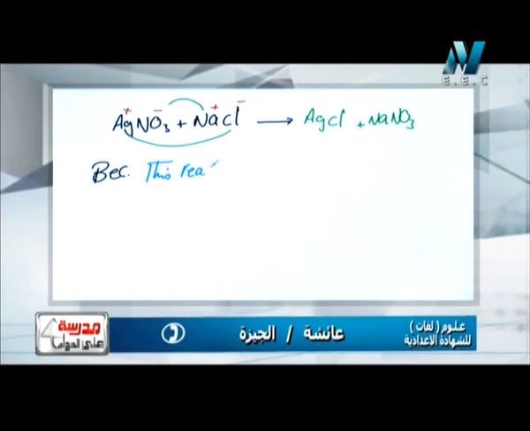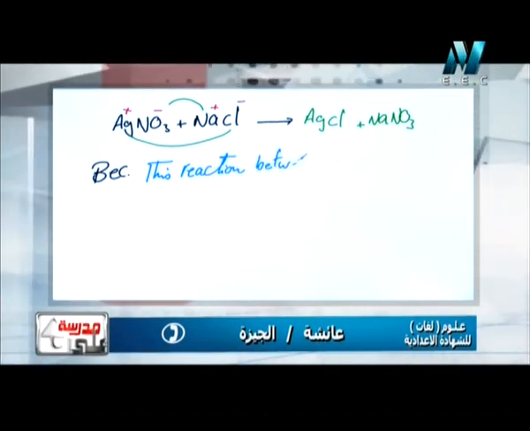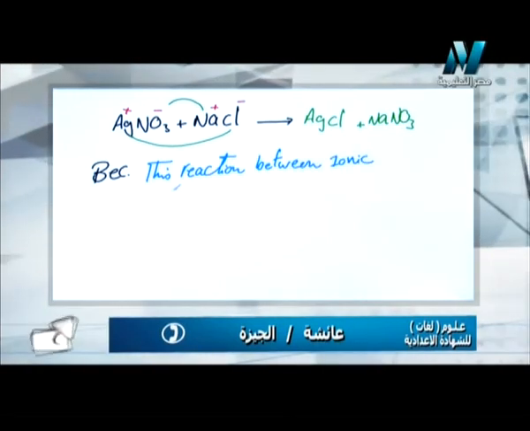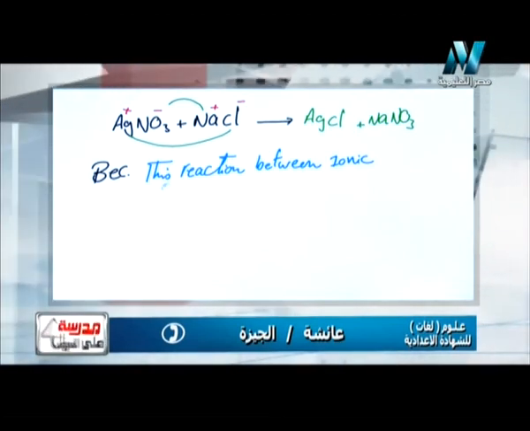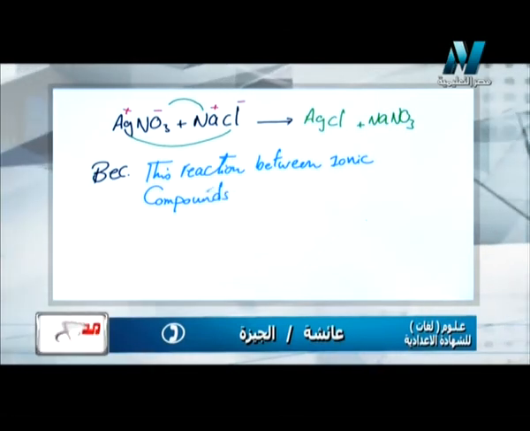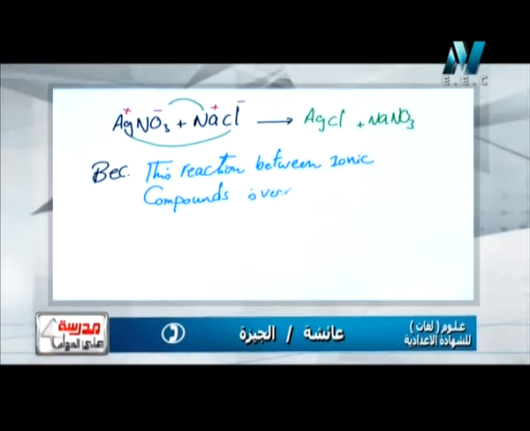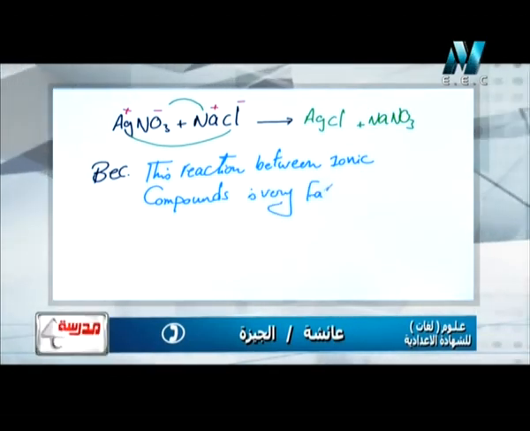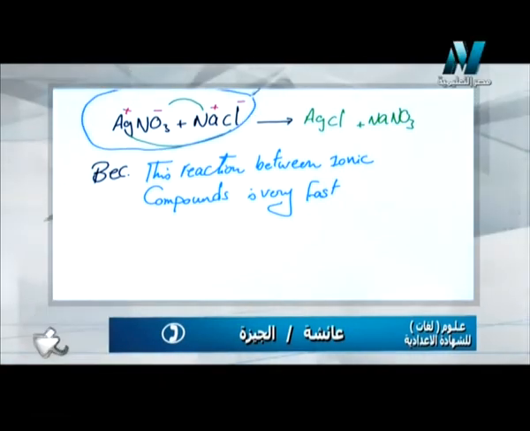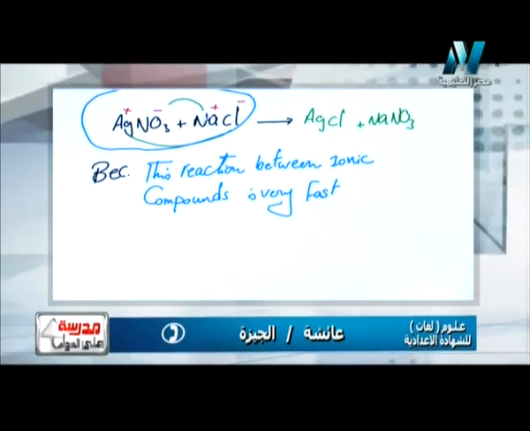Because this reaction between ionic what? Ionic compounds. Yes, ionic compounds. So the reaction between ionic compounds is very fast. Yes. So we can answer this question, it is related to lesson 1 and lesson 2 also.